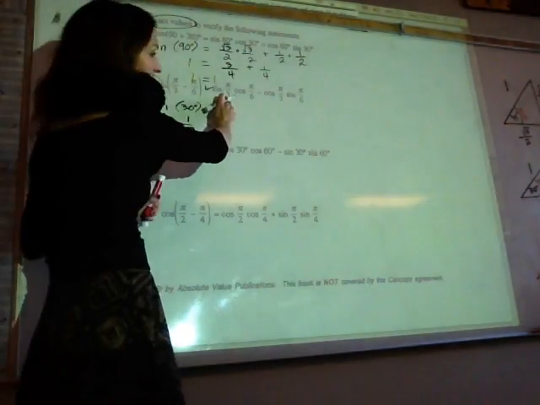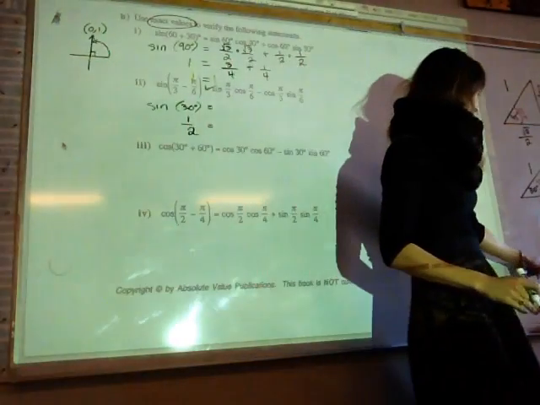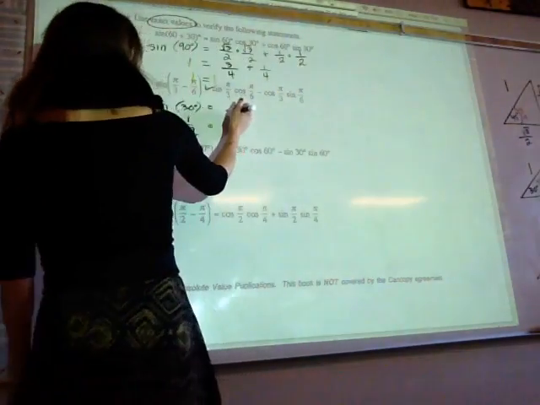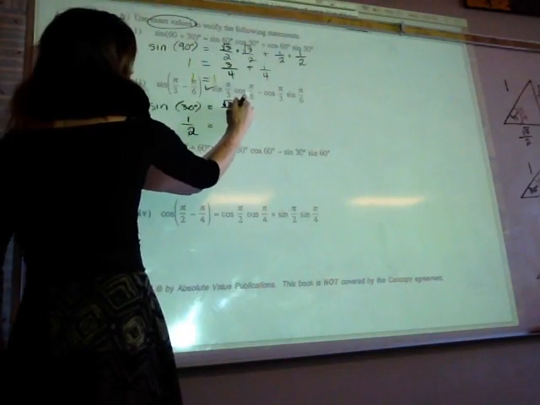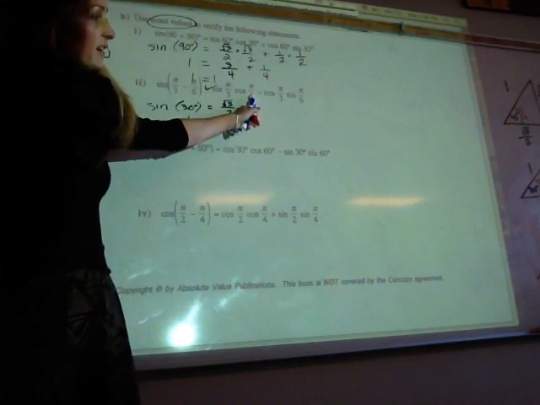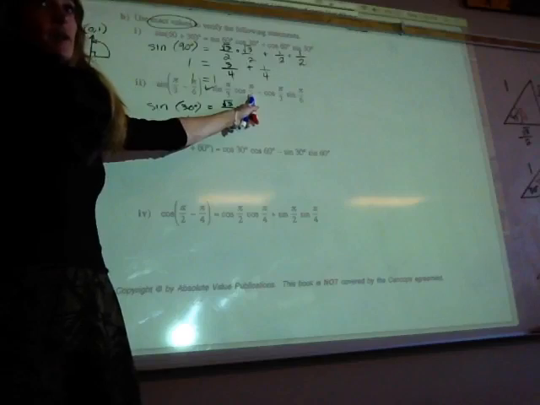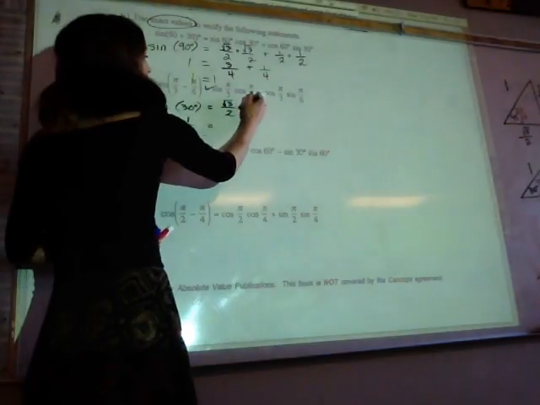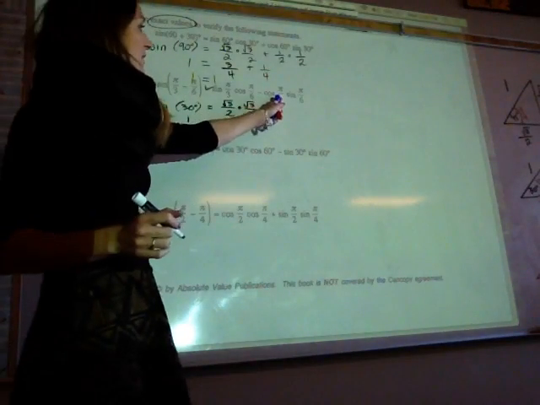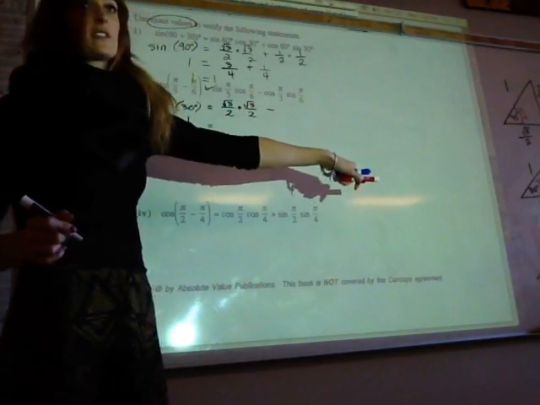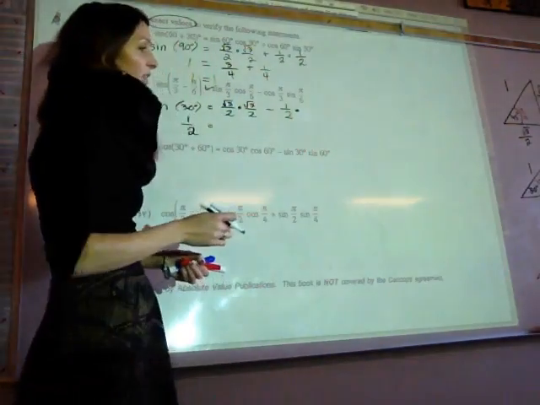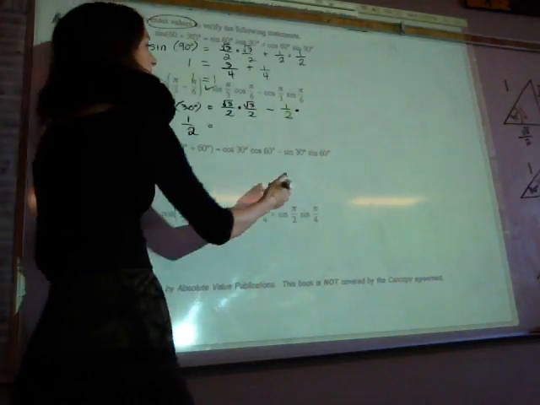So we have sine 60 degrees. Go to our special triangle for 60 degrees. Sine is the y-coordinate, √3/2. Cosine 30 degrees. Let's take a look at our special triangle. Cosine is the x-coordinate, we have √3/2. Cosine 60 degrees, down at the bottom, it's the x-coordinate, 1/2. And we're multiplying by sine 30 degrees, which is also 1/2.